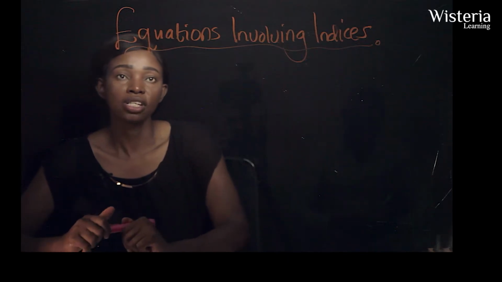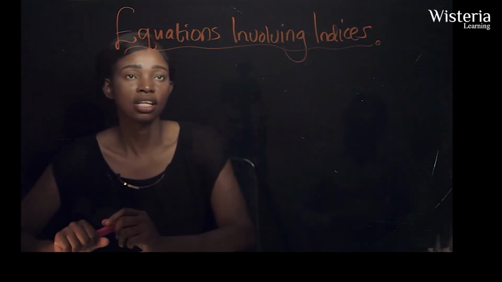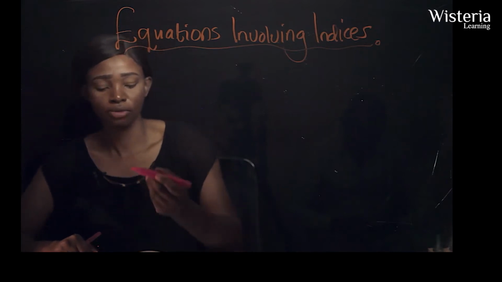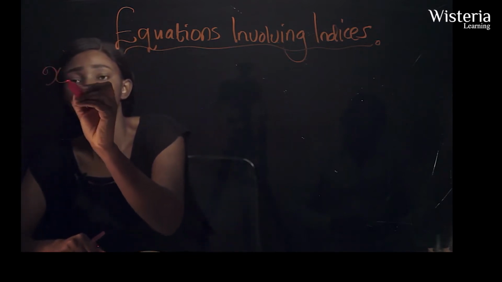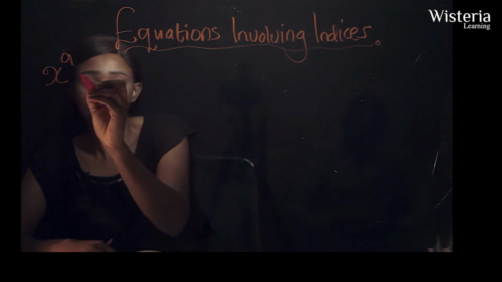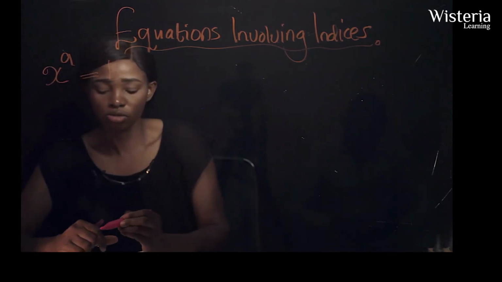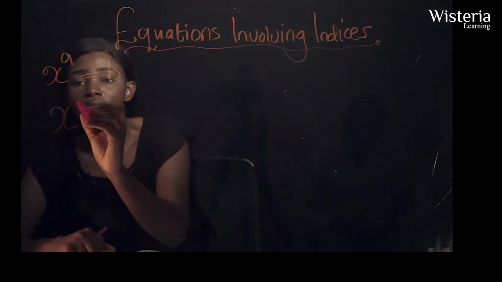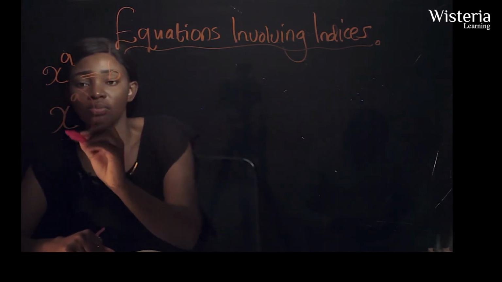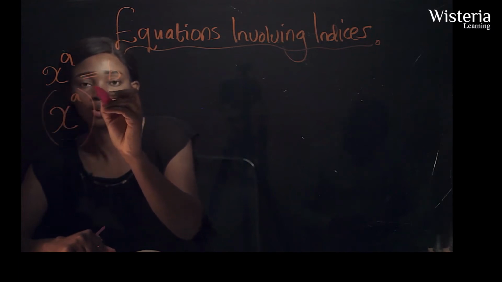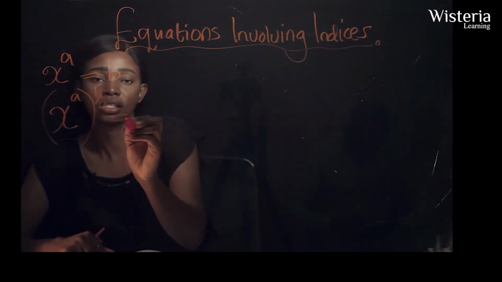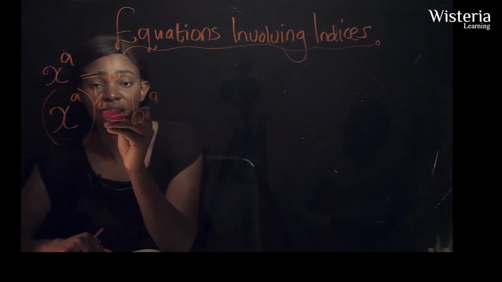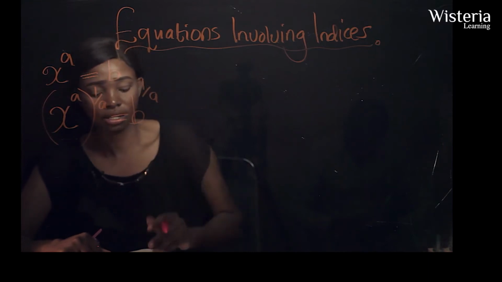Welcome once again. Today we want to look at equations involving indices. How do we solve equations involving indices? If we are given an expression of this kind, x to the power a is equal to b, and we need to solve for x, we are going to raise x to the power a multiplied by its reciprocal, which is 1 over a, is equal to b, again to the power 1 over a. Whatever we do on the left hand side should also be done on the right hand side.